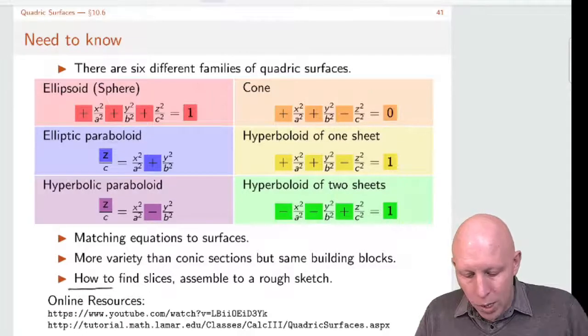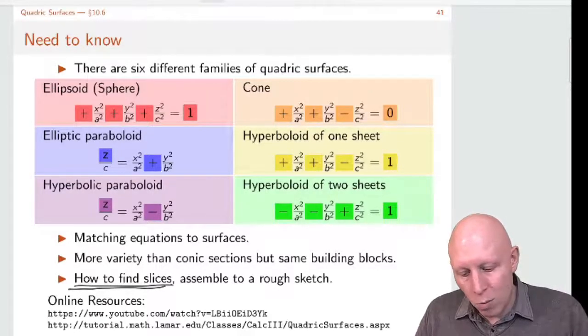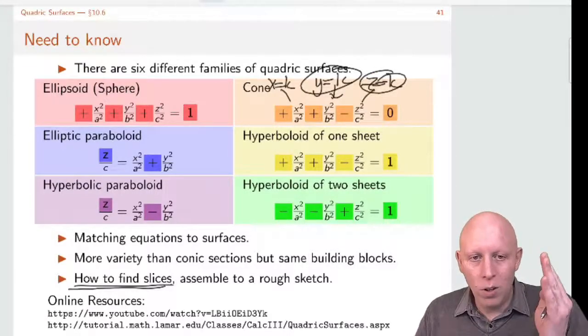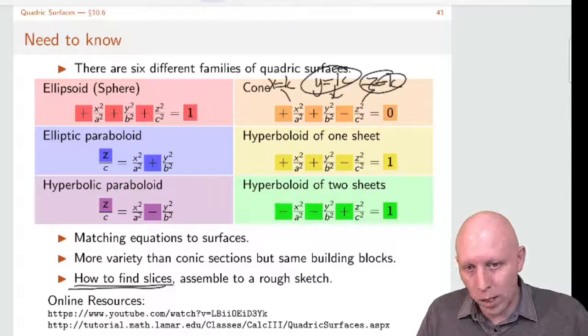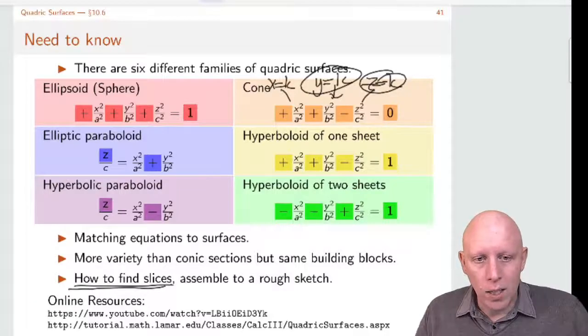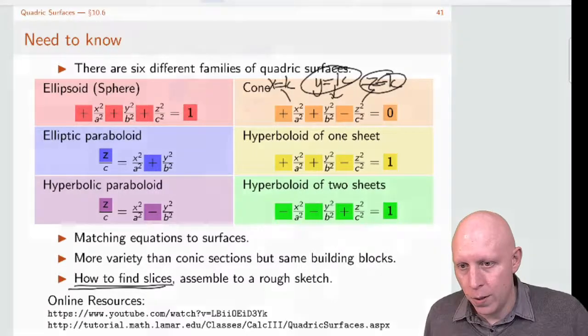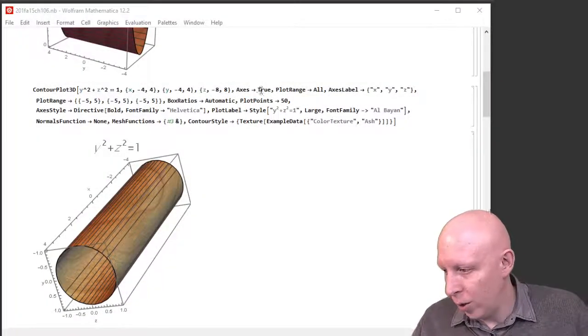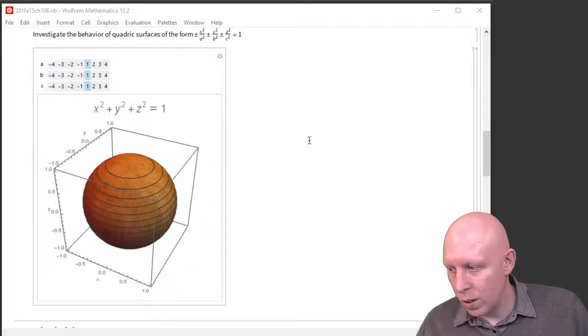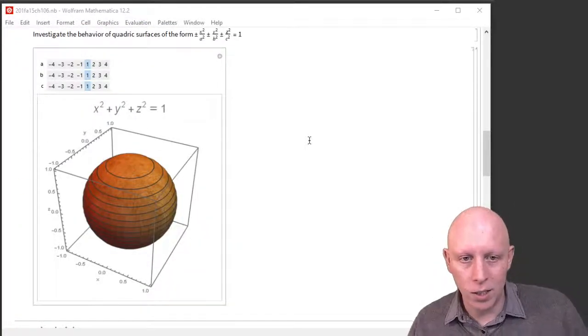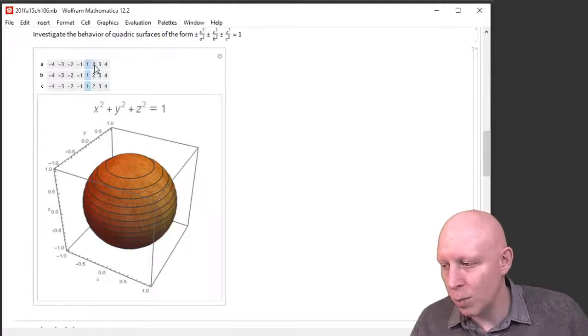And be able to substitute and plug in y equals k into this equation, x equals k into these equations, z equals k into these equations, and look at what the slices would look like in order to figure out a rough sketch. All right, let's head over to Mathematica. Oops. So for Mathematica, in the Mathematica file that you see, you can play around with the different options.